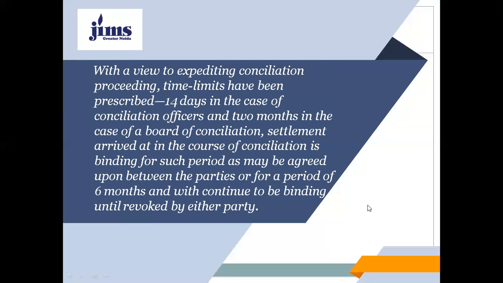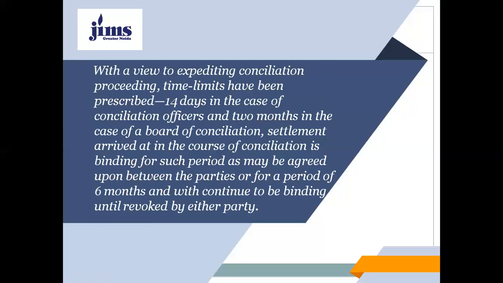With a view to expediting conciliation proceedings, time limits have been prescribed: 14 days in the case of a conciliation officer and 2 months in the case of a board of conciliation. So if the matter is before the conciliation officer, then the time limit to resolve the issue is 14 days. And if the matter is before the board of conciliation, then the time limit is 2 months.